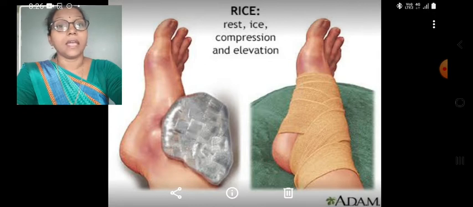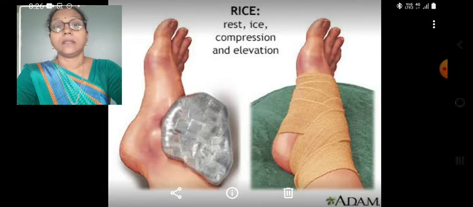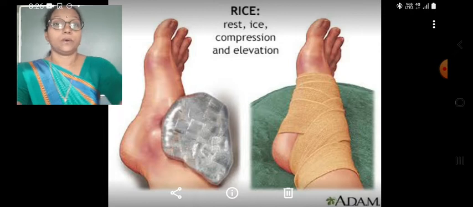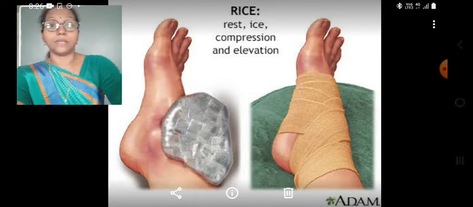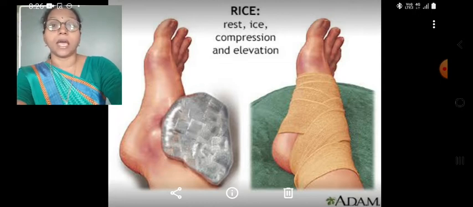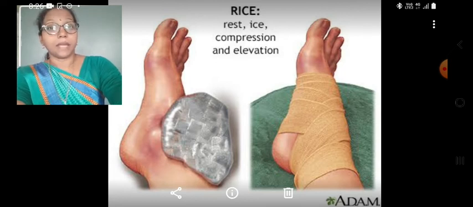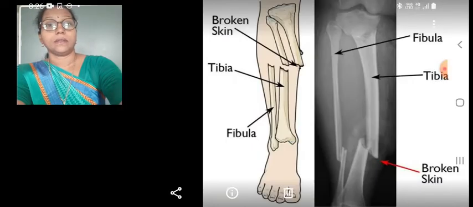We can tie an elastic bandage, that is called compression. We should keep our sprained leg on a pillow or some higher object, slightly above the level of our heart. This will reduce the swelling and pain. We can apply some pain relieving ointments to get relief from the pain.